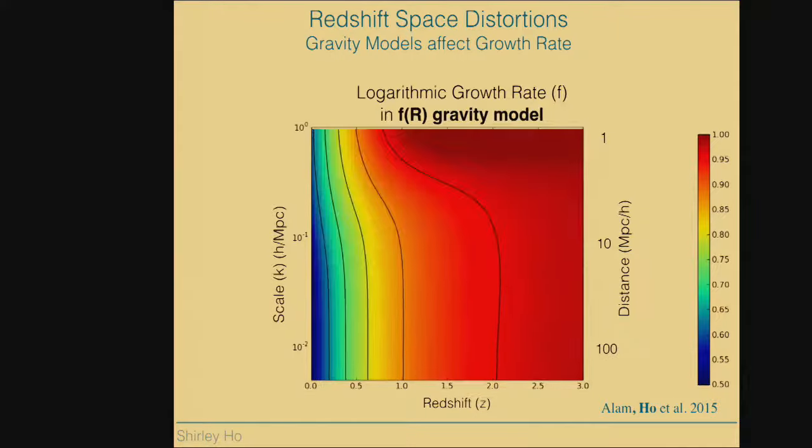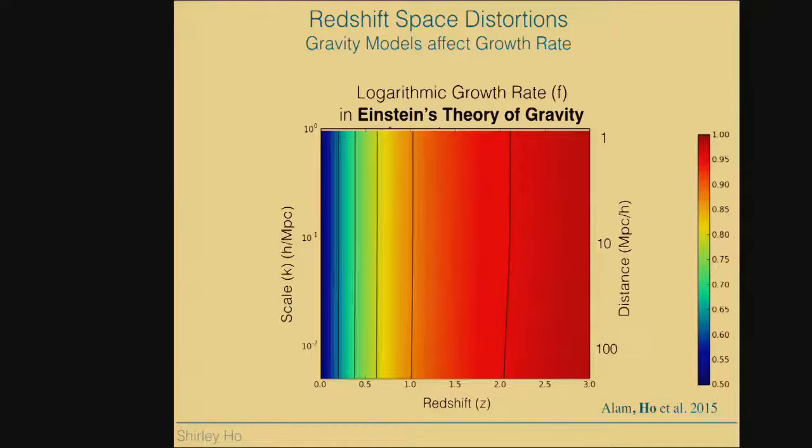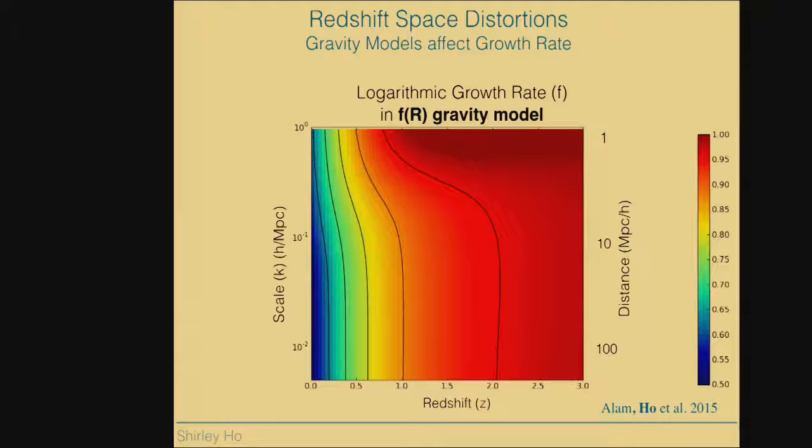Okay? And notice that for Einstein's theory of gravity, the logarithmic growth rate, this f parameter, is scale independent. So that's something very easy. If you see something scale dependent, for sure, then it's already telling you that maybe it's different from GR. Question?